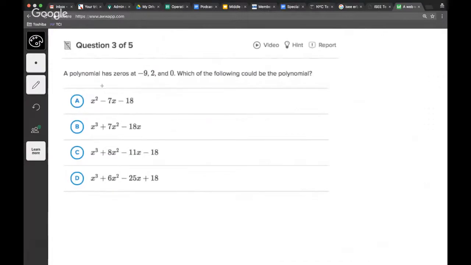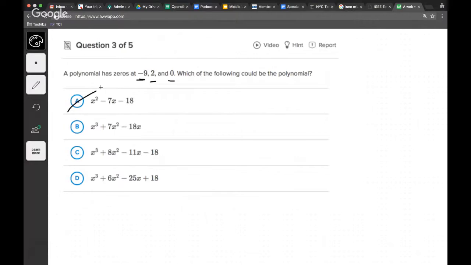Okay, again, this is a no calculator problem. So it says a polynomial has zeros at -9, 2, and 0. Which of the following could be the polynomial? Let me show you how this works. This is how you can actually kind of figure this out. 3 zeros, okay? That means the degree is going to be x cubed. It's going to be the highest degree. A is immediately gone, right? We don't care. x squared is no good.